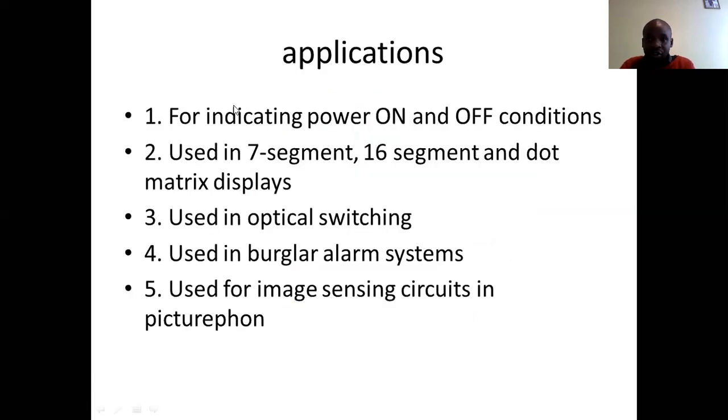LEDs have a number of applications. One of them is indicating the on-off condition. They are used in 7-segment displays, in the digital displays which you have, right from maybe watches. Any digital output usually uses a 7-segment display or 16-segment display, and dot matrix displays. They're used in optical switching, in burglar alarm systems, and also in image sensing circuits in picture motion.